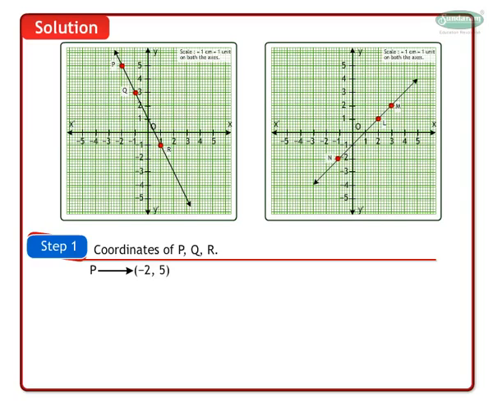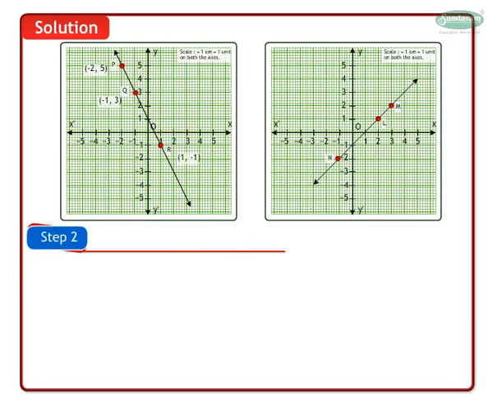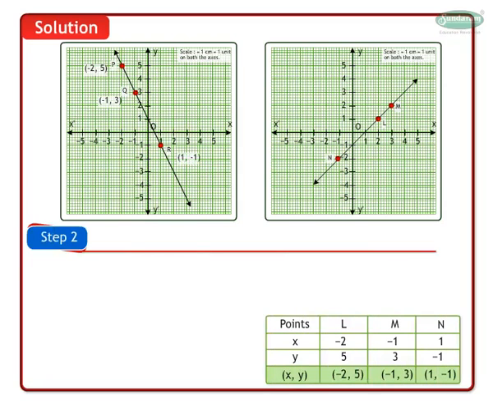Coordinates of P are minus 2 and 5. Coordinates of Q are minus 1 and 3. Coordinates of R are 1 and minus 1. Step 2. We then prepare the table as shown and write the coordinates.